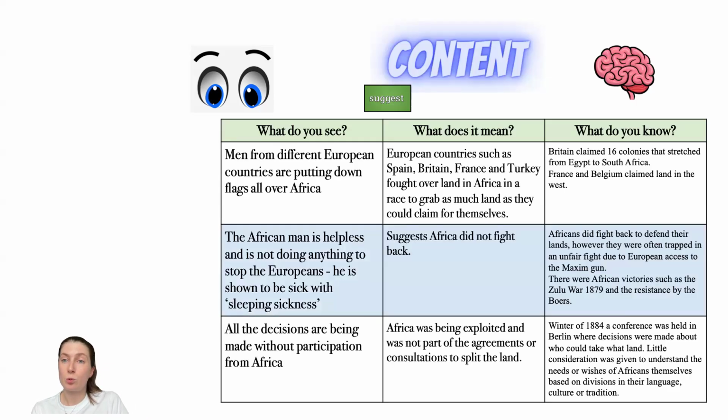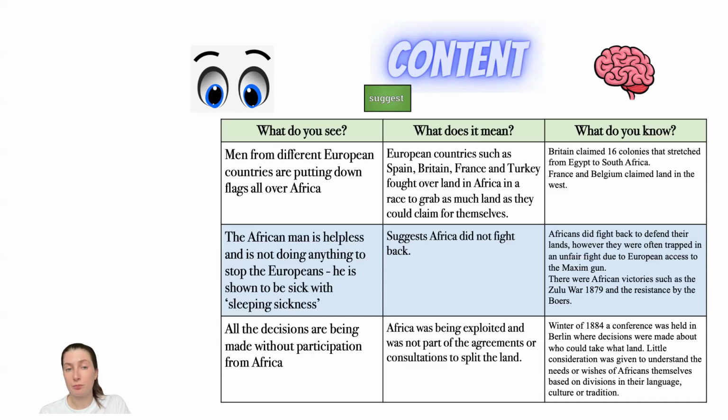When we think about, therefore, what this means, what does this suggest? Well, the fact that we see men from different European countries putting their flags down suggests that European countries such as Spain, Britain, France, and Turkey fought over land in Africa in a race to grab as much land as they could claim for themselves. Then we're thinking about, is this true? So I know from my revision that Britain claimed 16 colonies that stretched from Egypt to South Africa. I also know that France and Belgium claimed land in the West. Now, if you look back at the source, you'll see there are far more British flags than any other nation. So you also might want to pick up on that fact, and you can use the evidence that Britain claimed 16 colonies as evidence of their success in Africa.